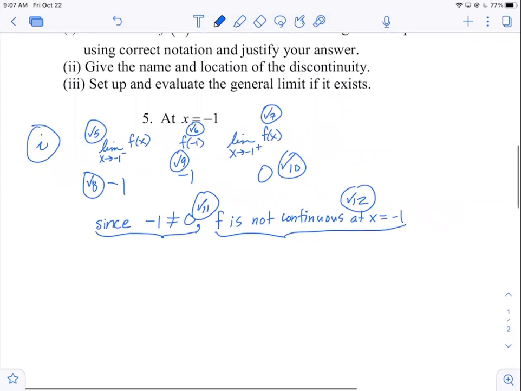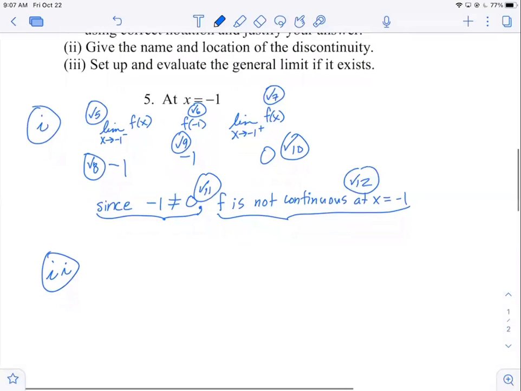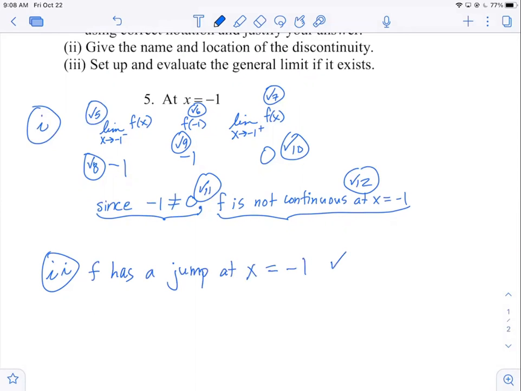All right, now, part 2, give and name the location of the discontinuity. Let's see if we can do it from the data instead of looking at the graph, because the graph makes it too easy, right? And we want to train ourselves a little bit. So the general limit doesn't exist because -1 doesn't equal 0, but the 2 one-sided limits do exist. They're just going to different y values. That's the telltale sign of a what? A jump, okay? So F has a jump at x equals -1, okay?